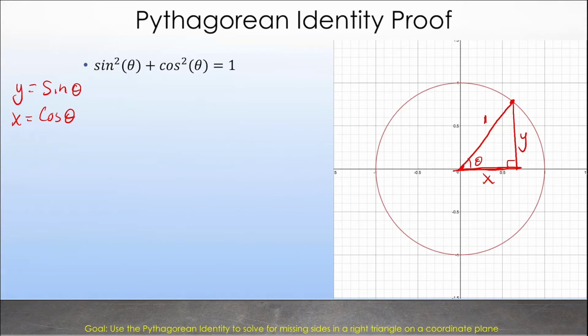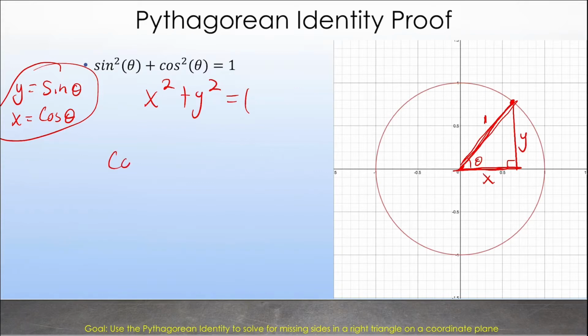Now we can substitute. If I'm looking to prove this equals 1, we can say x squared plus y squared equals 1. Then we can substitute in these terms: cosine squared theta plus sine squared theta equals 1. These two are the same; it doesn't matter if you put sine or cosine first. We can show that if I square sine and cosine and add them together, they equal 1, which is just the Pythagorean theorem.